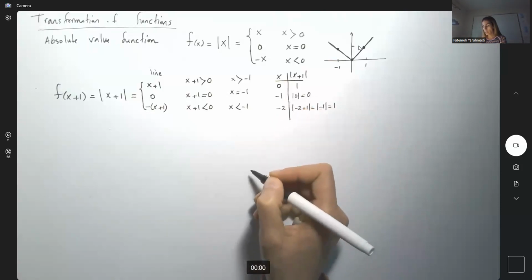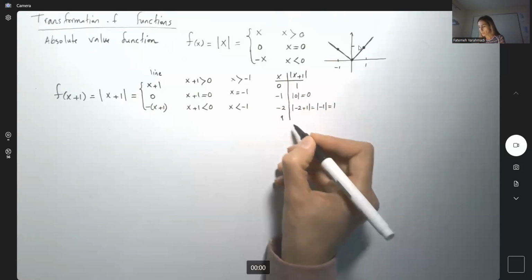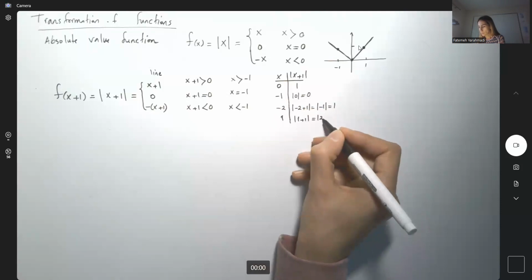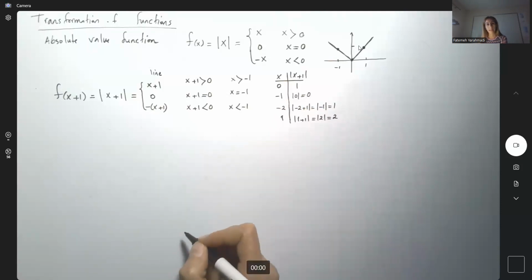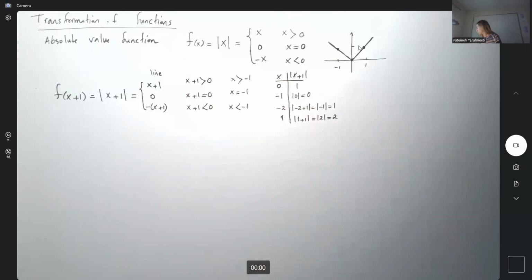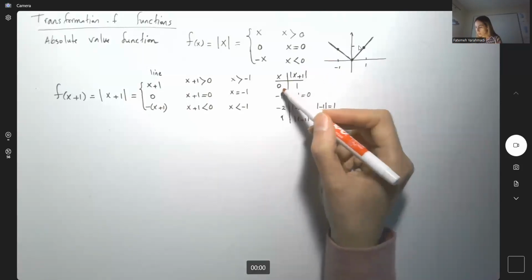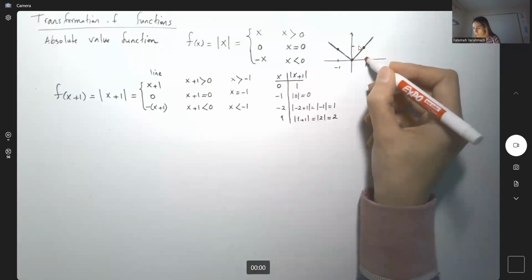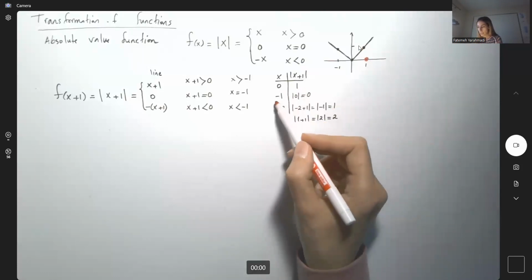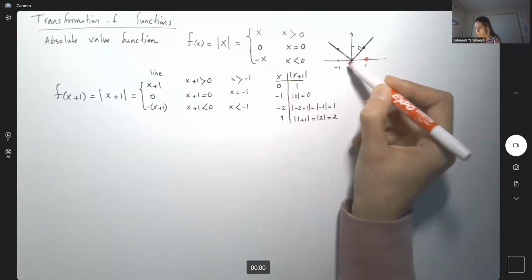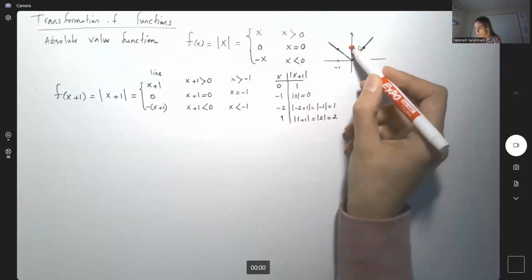If x is, for example, 1, let's plug in another positive number. I get absolute value of 1 plus 1, or absolute value of 2, or 2 back. Let's graph this function. I'm going to use a different color so we can compare these together. 0 and 1, all right? When x is 0, you get 1 back. When x is negative 1, you have a 0. At 0, you have a 1.